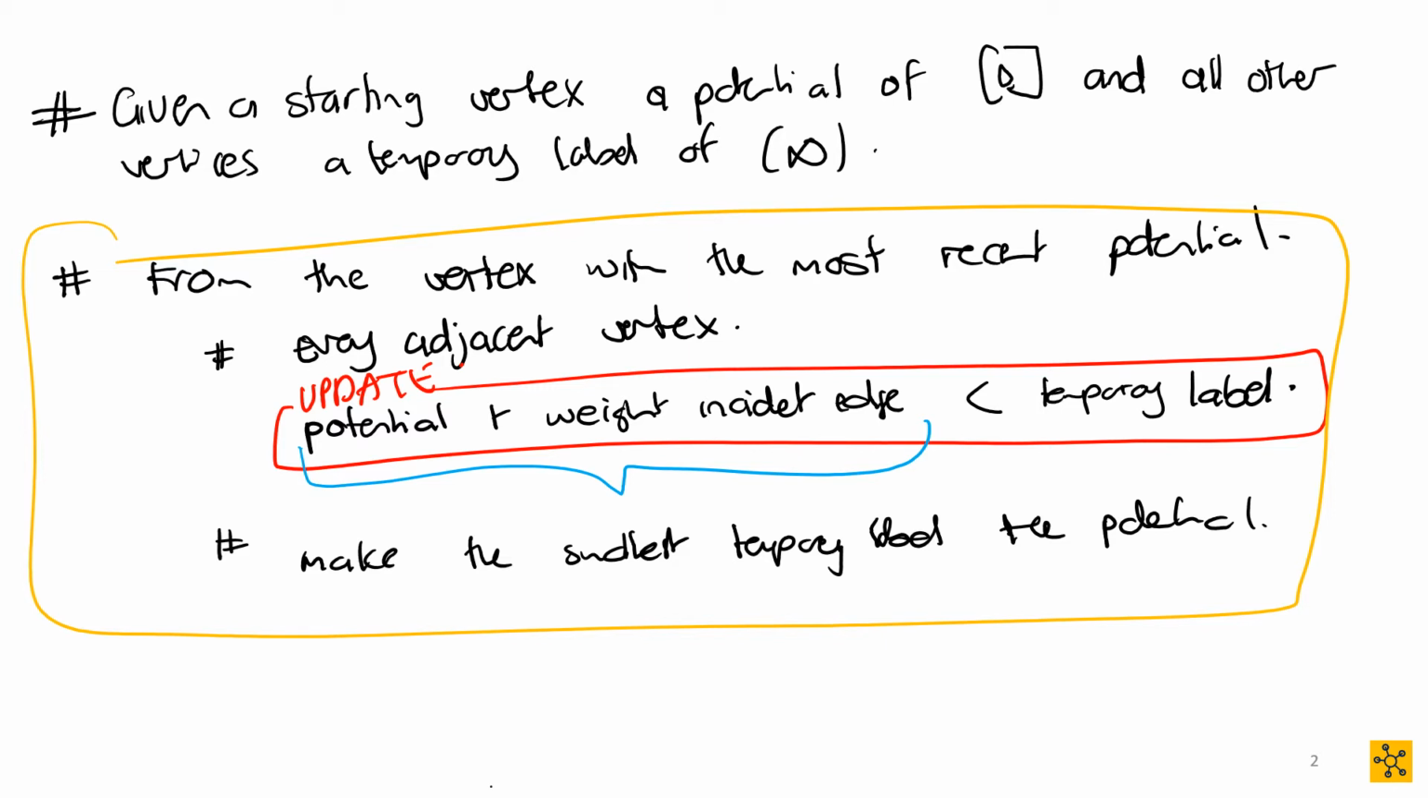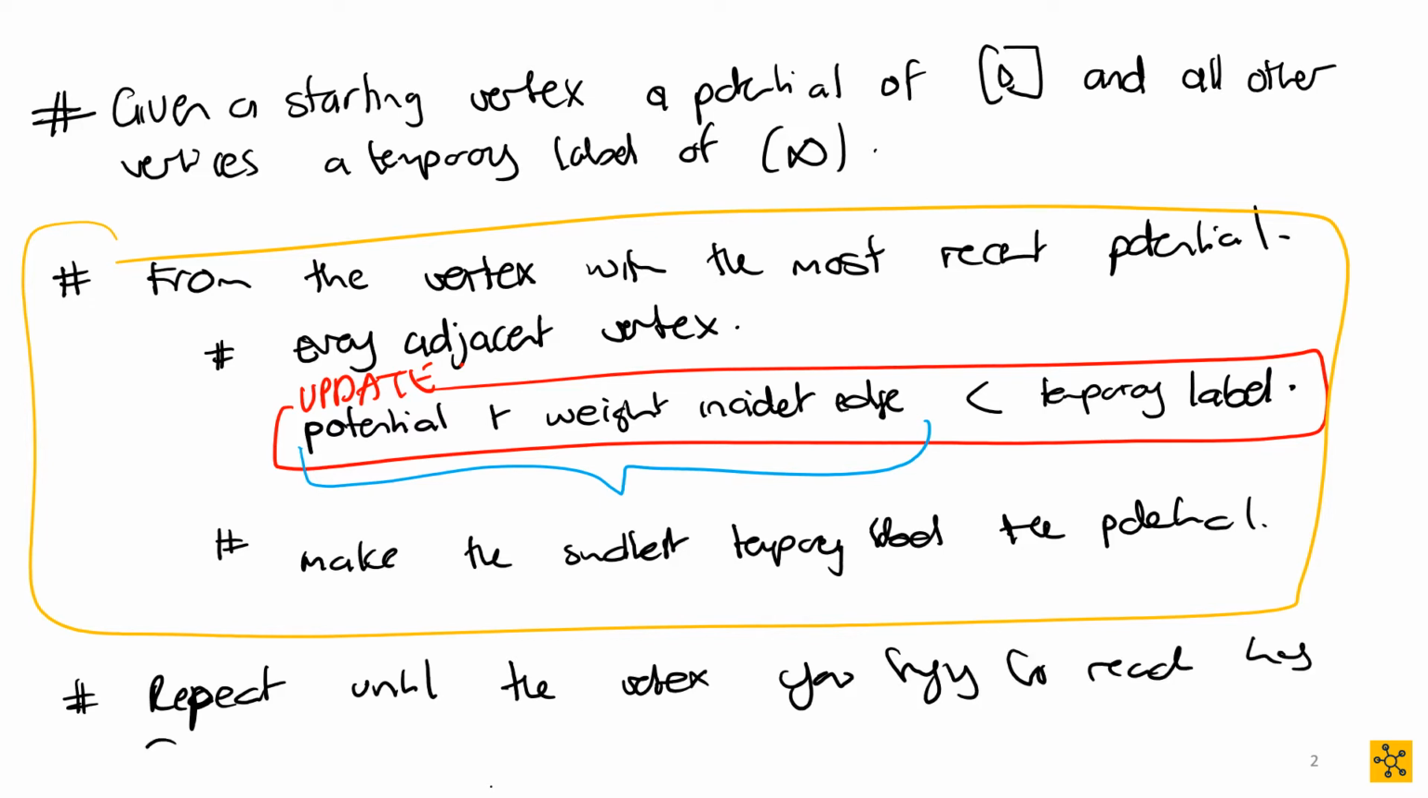So you repeat until the vertex you're trying to reach has a potential. Then remember the whole idea behind Dijkstra is to find the shortest path. You've now actually gotten the distance of the path. But you can get the path now from this because you can backtrace. You can go through your potentials and find your path by just having a graph of all the potentials.